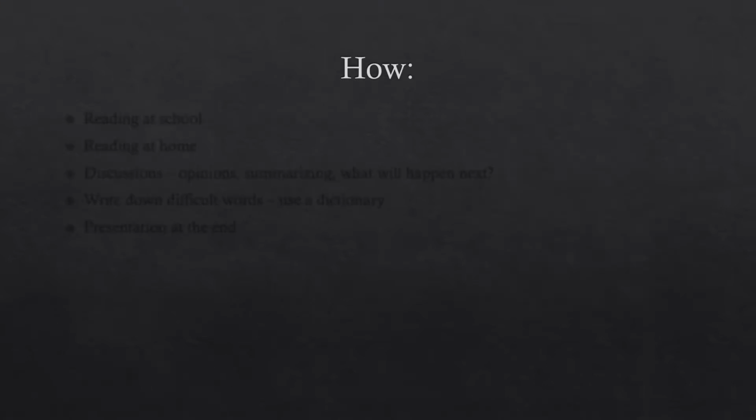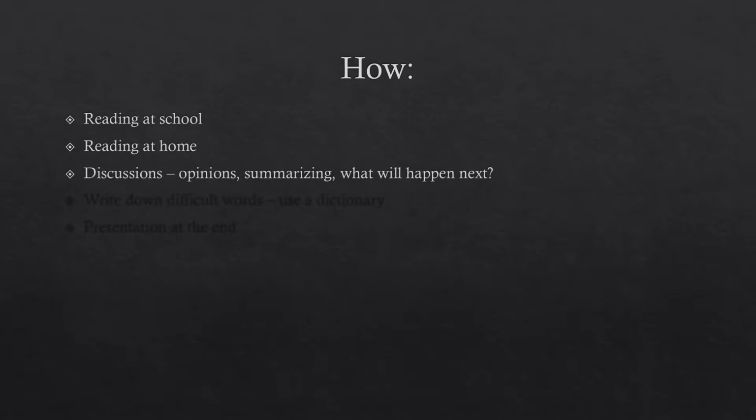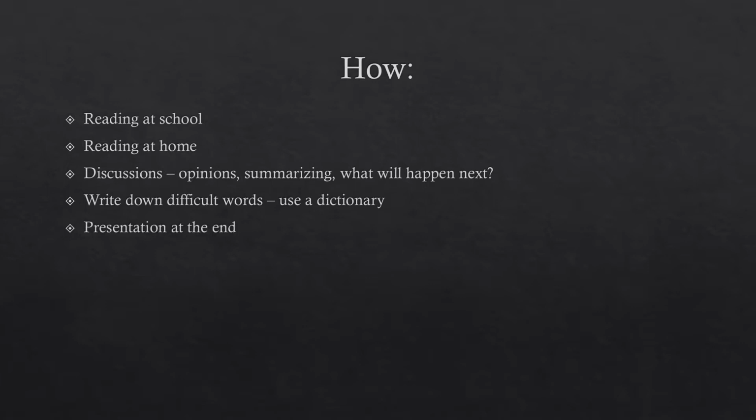So what I would like to do with this book, a lot of reading at school, but in shorter sessions, not like 4 hours at a time, but like 20 minutes at a time, all quiet in the classroom, and also a bit of homework, but not a lot. And discussions. I want them to express themselves all the time. Opinions, what do they think of the book, and also summarize what I have read until now. What do you think will happen next? Also, I want them to write down difficult words. What does this word mean? And also teach them to use a dictionary. And at the end, a presentation.